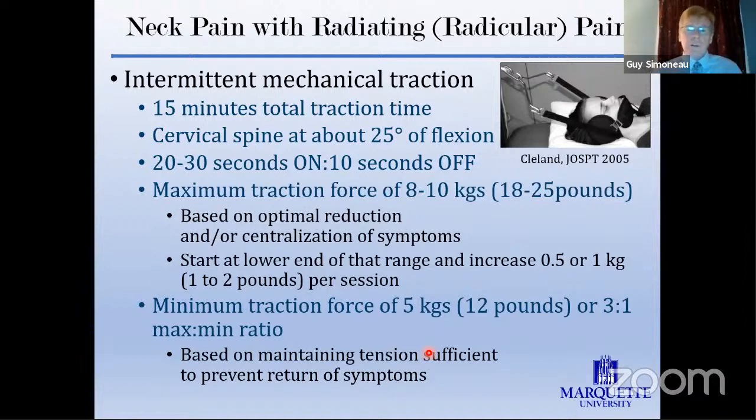One intervention also used by all those studies that address radiculopathy is intermittent mechanical traction, typically done following those details here, typically for about 15 minutes, typically with the spine in a little bit of flexion. The traction time should be 20 to 30 seconds with a 10 second relaxation time in between. Typically, the traction force will be somewhere between 8 and 10 kilograms. It should be enough to relieve the symptoms in the upper extremity.